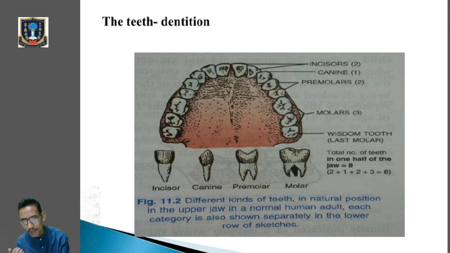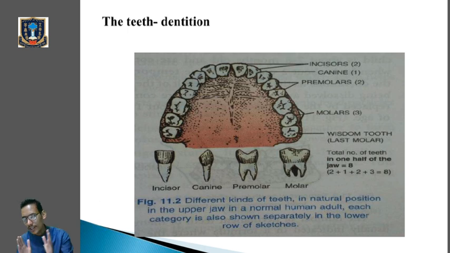And what are those teeth actually? You can see in the diagram that those teeth are mainly incisor, canine, premolar, and molar. These are the different types of teeth which are present. In one half of the jaw we have 2 incisors, 1 canine, 2 premolars, and 3 molars. That means in one half of the jaw we have 8 teeth.